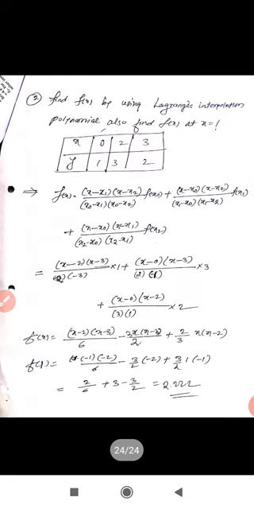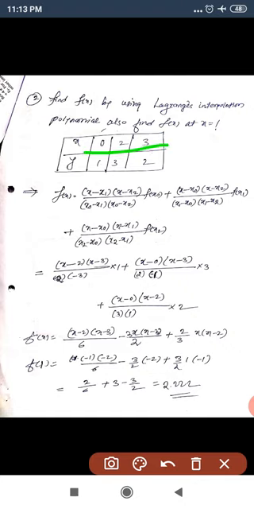Second example: find f of x by using the Lagrange interpolation formula. Also find f of x at x is equal to 1. The values given for x are 0, 2, 3. The values are unequally placed. Here it should have been 0, 1, 2, 3, but here it is 0, 2 and 3. The difference between 0 and 2 is 2, and between 2 and 3 is 1. So we can use Lagrange polynomials.